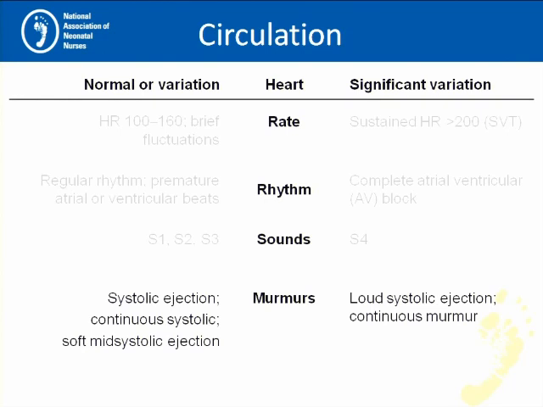A soft mid-systolic ejection murmur presents 1 to 2 weeks after birth and disappears by 6 months. A significant pathological murmur variation would be when a loud systolic ejection murmur appears within hours of birth and is usually due to aortic or pulmonary stenosis or coarctation of the aorta. A continuous murmur may indicate patent ductus arteriosus.